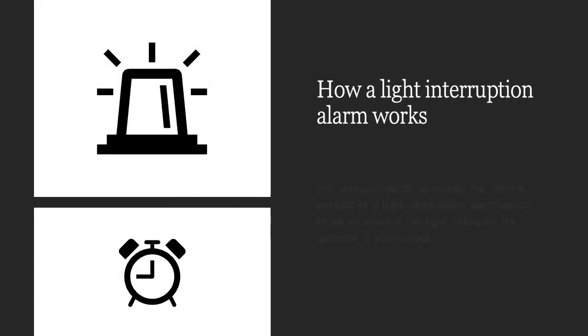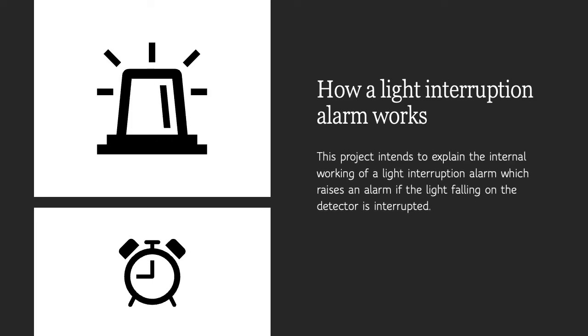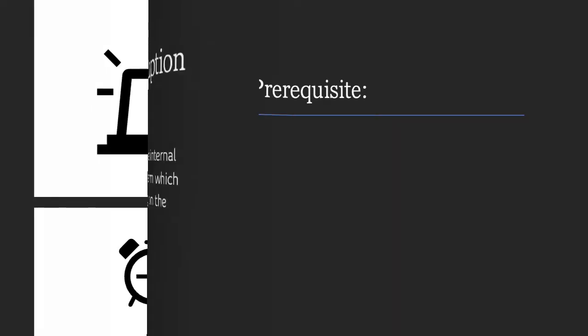How a light interruption alarm works. This project intends to explain the internal working of a light interruption alarm, which raises an alarm if the light falling on the detector is interrupted.